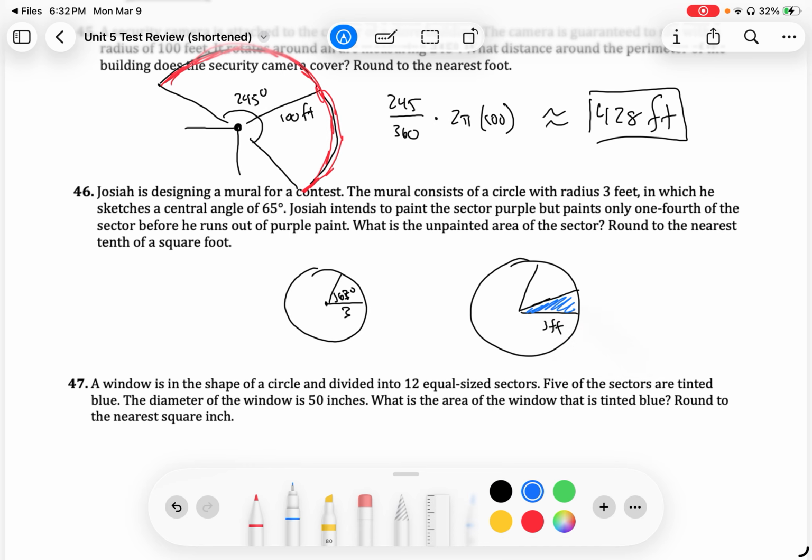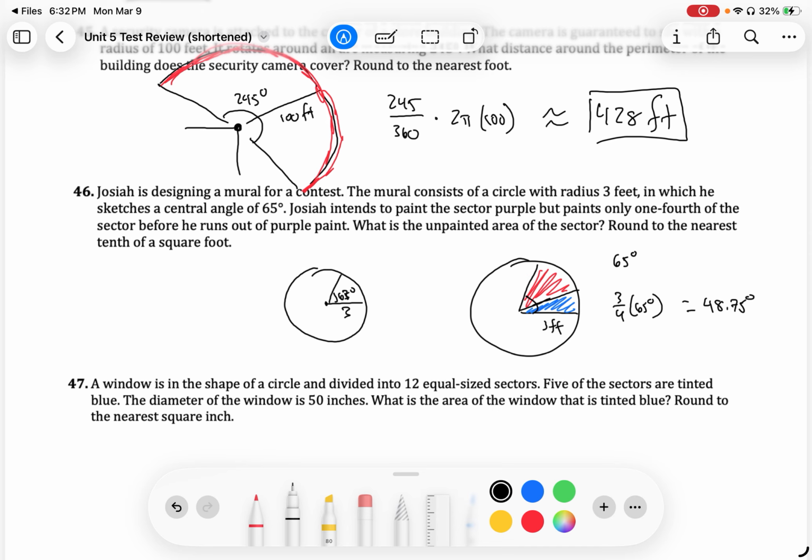I know that's not purple. And so what is the unpainted area of the sector? So I'm looking for this red stuff. Remember that the whole angle here was 65 degrees. So what's left is 3/4 times 65 degrees. That'd be 65 times 3 divided by 4, which is 48.75 degrees. So that's the amount of the red sector.